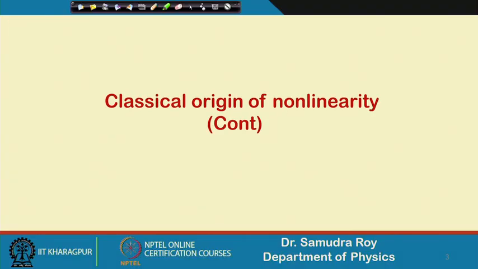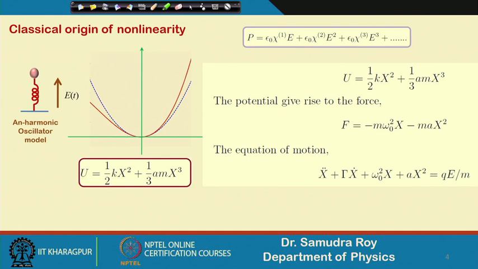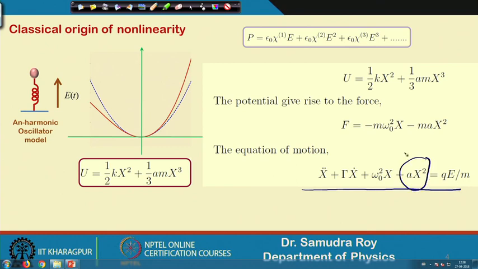Classical origin of nonlinearities is continued. That was our picture: if the electric field is very high, then the electron is going to vibrate, and this vibration will not be modeled as a harmonic oscillator, but some sort of anharmonic term should be there. When we have an anharmonic term, some kind of nonlinearity will be there in the system, and the force will not be proportional to x anymore; now some x square components are also there. As a result we have a different kind of equation of motion, and this equation of motion contains a nonlinear term which is sitting here.